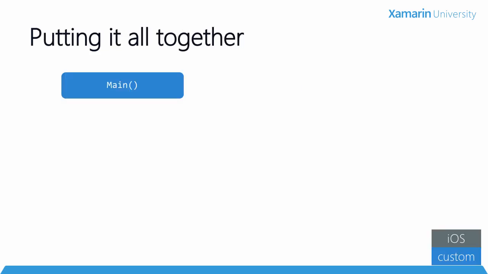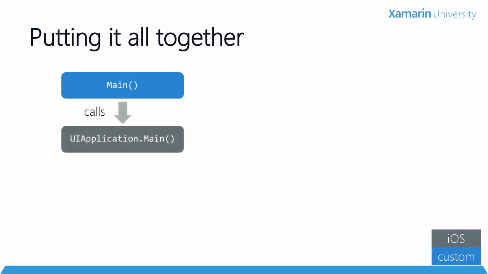So now that we've seen all the pieces, let's put it all together and recap the big picture. So things in blue are things that we provide in our code, and things in gray are things provided by iOS. So we'll start at the main method. This is the first spot where our code executes. Main is responsible for initializing UIKit by calling UIApplicationMain.